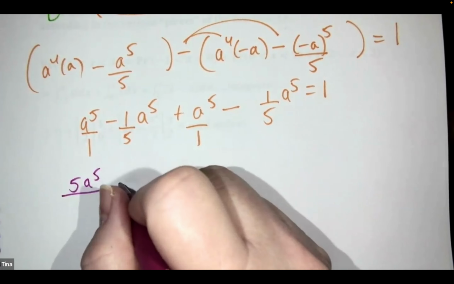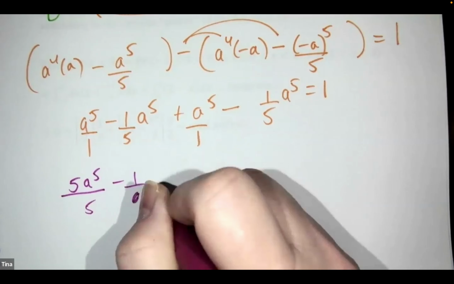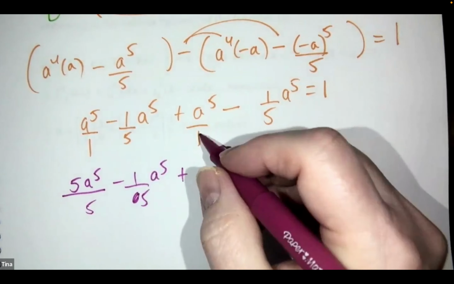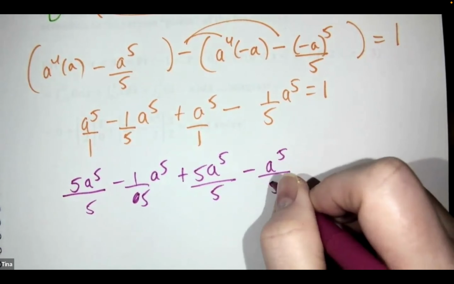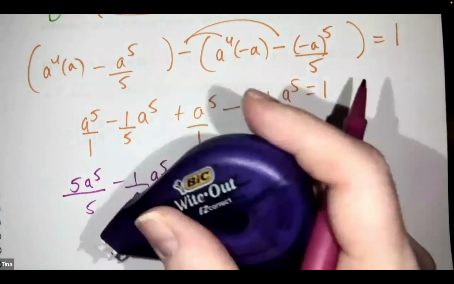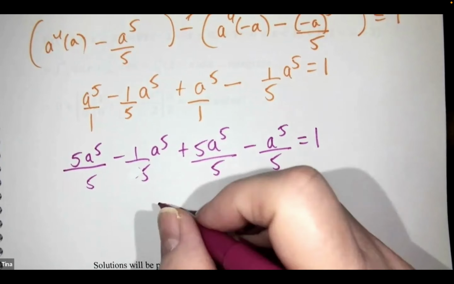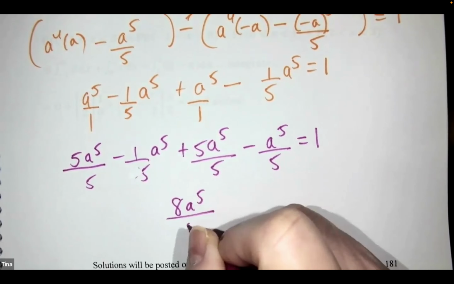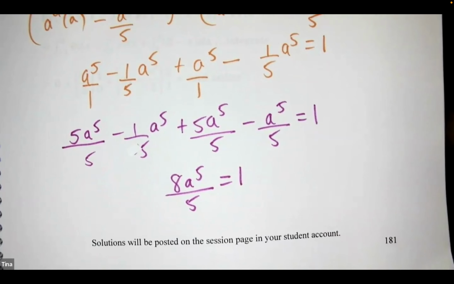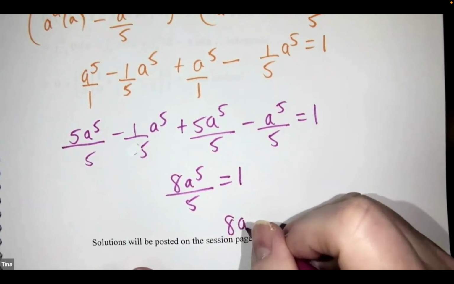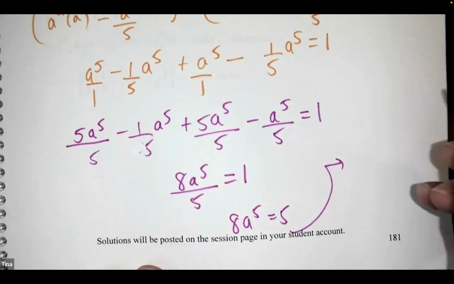Doesn't really matter as long as you get to the right answer. So that'd be 5 a to the 5 over 5 minus 1 a to the 5, and then times by 5 a to the 5 over 5, etc. So if I add it all up, I've got 5, 10 minus 2. So that's 8 a to the 5 over 5. I would just cross multiply. 8 a to the 5 is 5, and just divide both sides by 8.